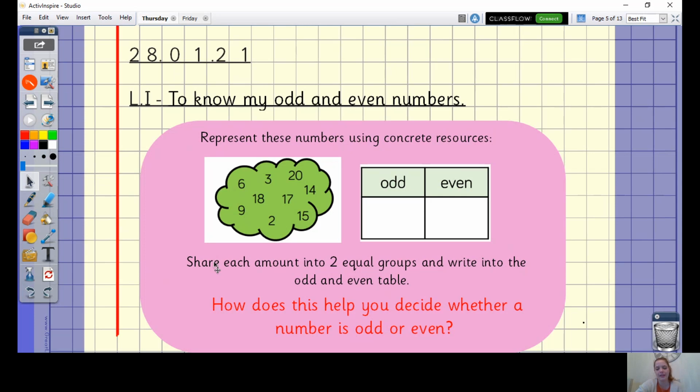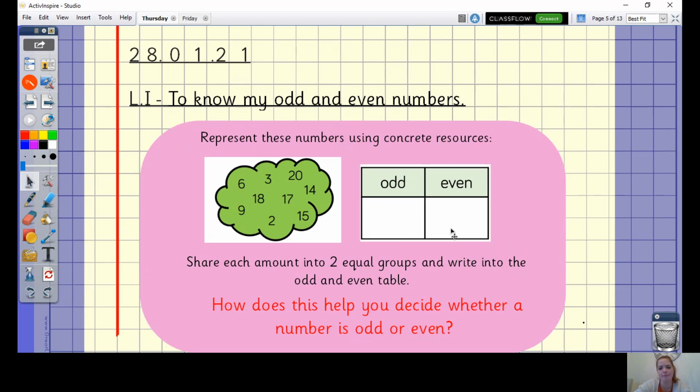equal groups. After you've shared each amount, after you've shared each number, I'd like you to write the number into this odd and even table. So you can draw your own odd and even table just with a line down the middle and a line going across. One side odd, one side even. Just write those numbers in, whether it's an odd number or whether it's an even number.